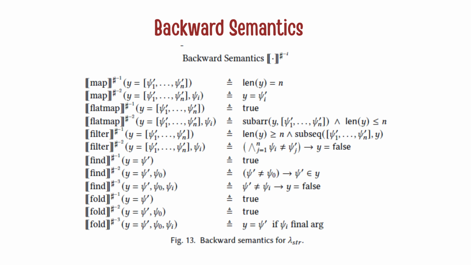The implementation also includes the backward semantics introduced in the previous section. Instead of only propagating information forward through the program, these inverse semantics propagate constraints backward from the desired output. Each higher-order operator has its own inverse semantics. For example, if we know the desired output of a map operation, we can infer constraints on the input list and on the mapping function itself. Likewise, the backward semantics of filter, find, flatMap, and fold determine what their inputs must satisfy in order to produce the required output.